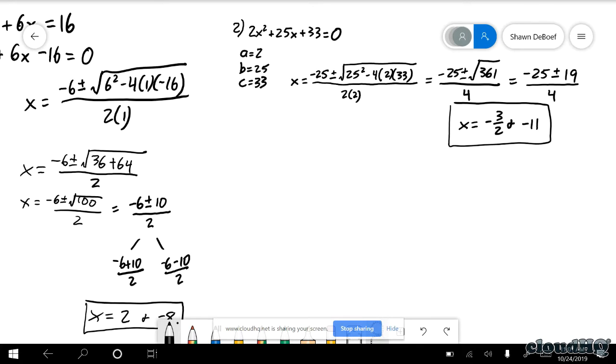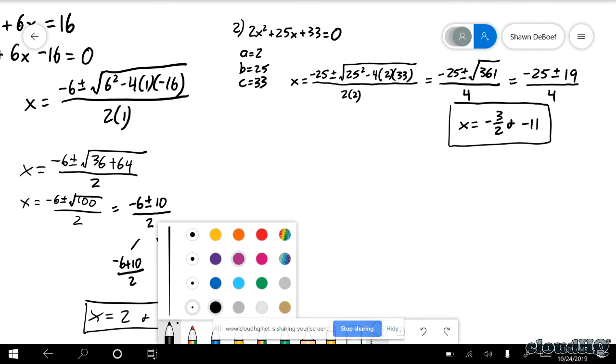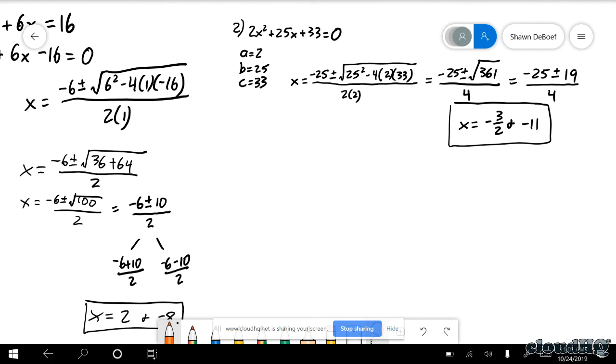So let me switch colors here. I didn't show as much of my work on this problem, but the 25 squared is 625 minus 4 times 2, which is 8. 8 times 33 is 264, sorry. Yeah, that should have been a 264, not 263. And so 625 minus 264 is where the 361 came from.